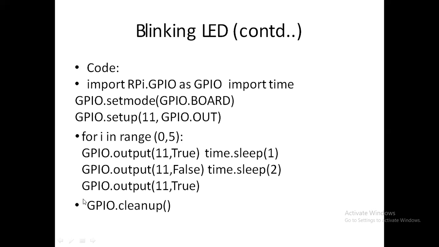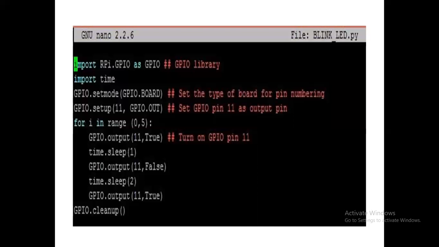After that, GPIO.output 11 True. After completing our complete task, we are done with everything, as we have seen the blinking of the LED light. Now we are going to close it, so GPIO.cleanup. Now look at this editor: import RPi.GPIO as GPIO. This is how you are going to write the code.